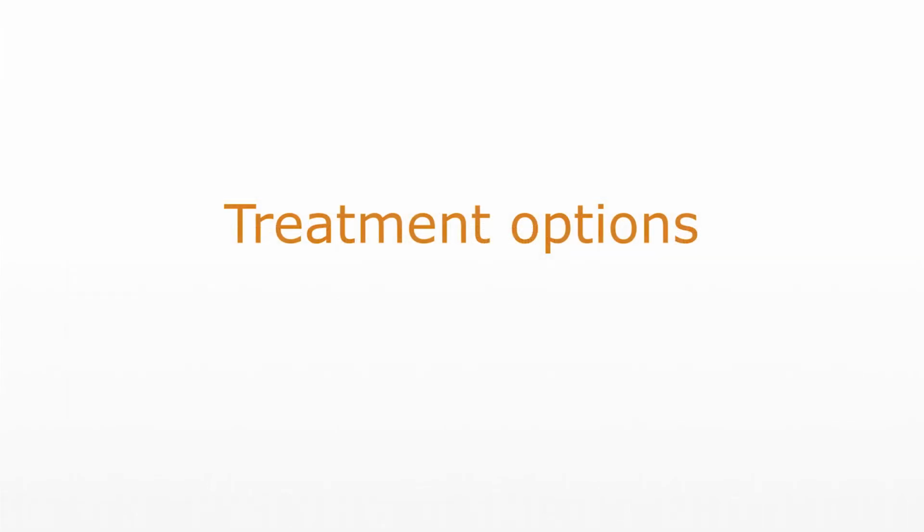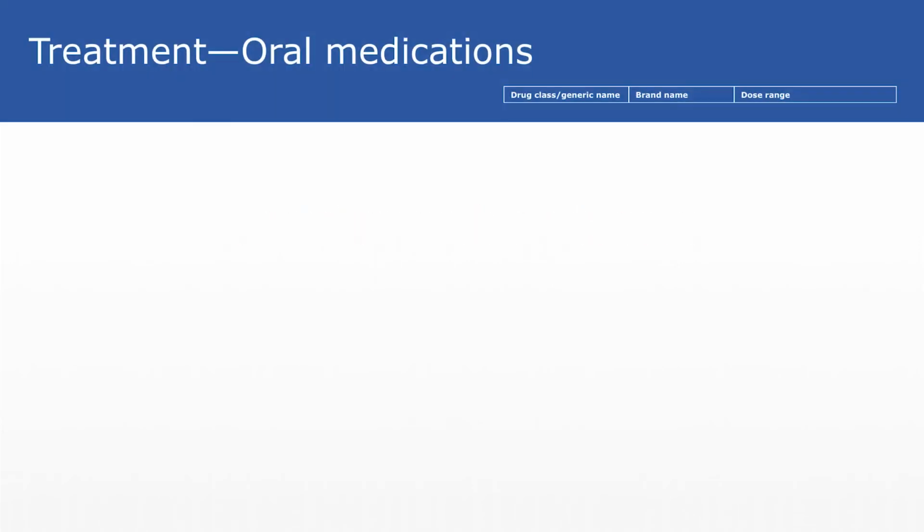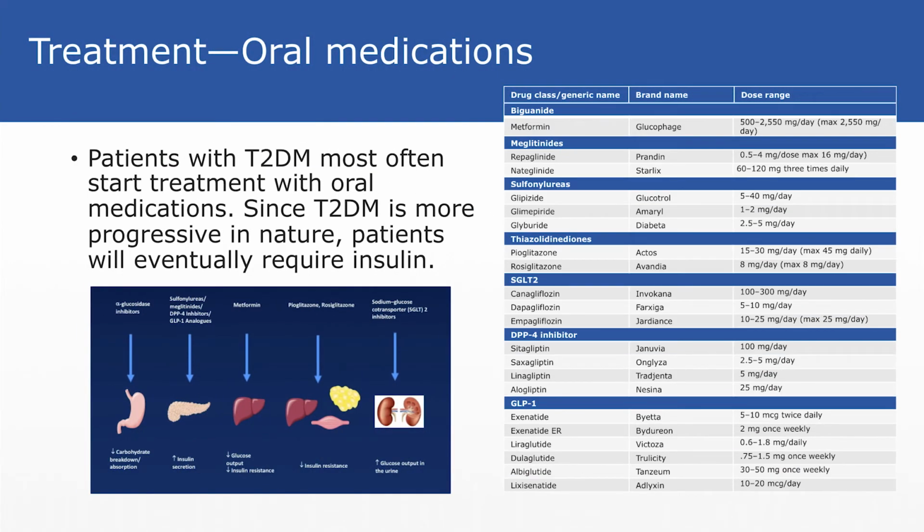Let's now review the various treatment options available for managing diabetes. Type 2 diabetes is most commonly treated with oral medications as first-line therapy. There are several classes of oral diabetes medications which work through various mechanisms to reduce hyperglycemia or high blood sugar. Some of these oral medications work by increasing insulin secretion in the body, while others work to decrease the insulin resistance.